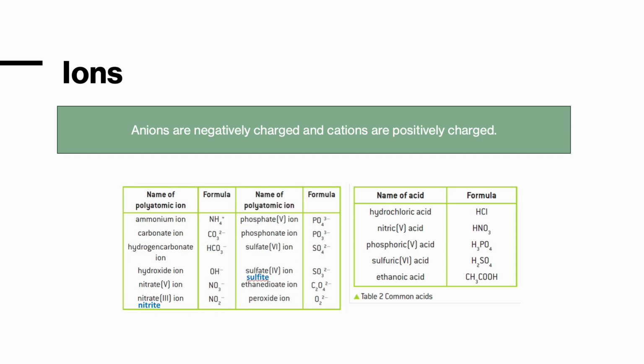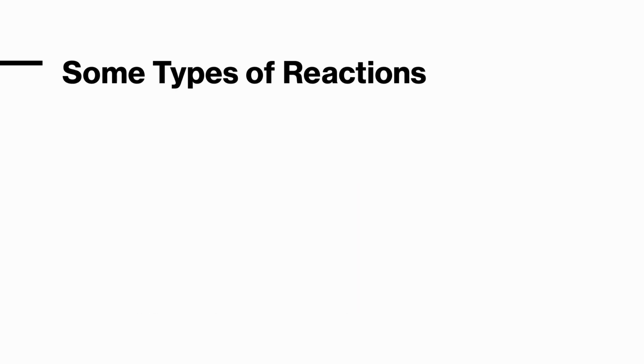ethanedioate ion C2O4 2-, peroxide ion O2 2-, and the names of the acids and their formulas: hydrochloric acid HCl, nitric acid HNO3, phosphoric acid H3PO4, sulfuric acid H2SO4, and ethanoic acid CH3COOH. So now looking at some types of reactions.